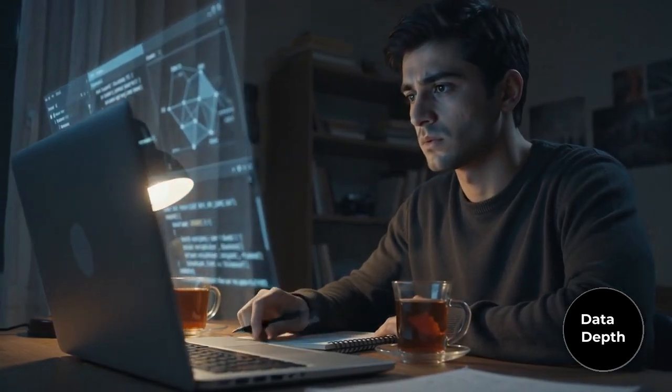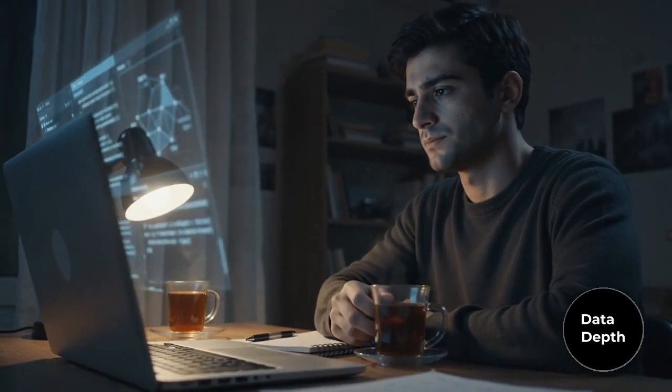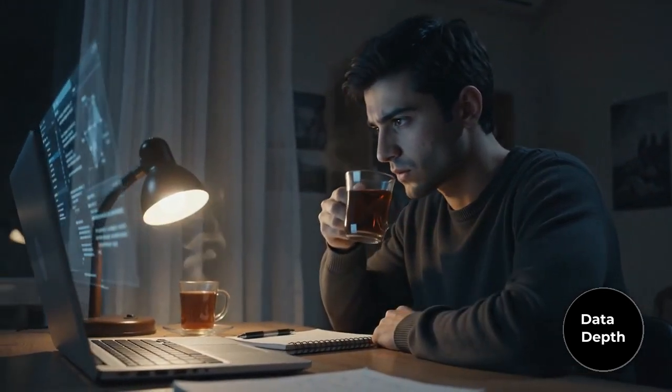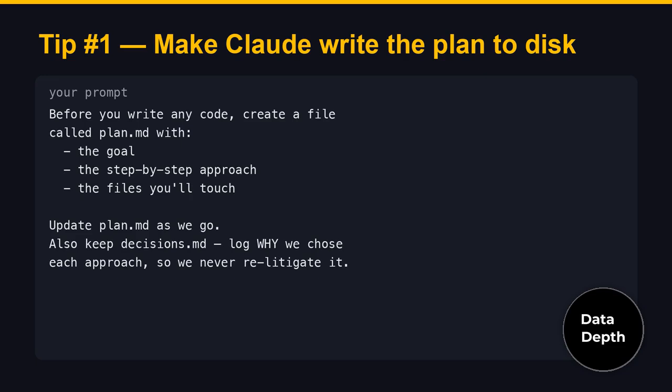The fix the whole community agrees on is beautifully simple. Stop keeping important things in the conversation. Put them on disk. The single highest voted tip from power users: before Claude Code writes a line of code, make it write the plan to a markdown file, plan.md. The goal, the step-by-step approach, the files it'll touch. Now when the context compacts, the plan is safe on disk. Claude just rereads the file and picks up exactly where it was.